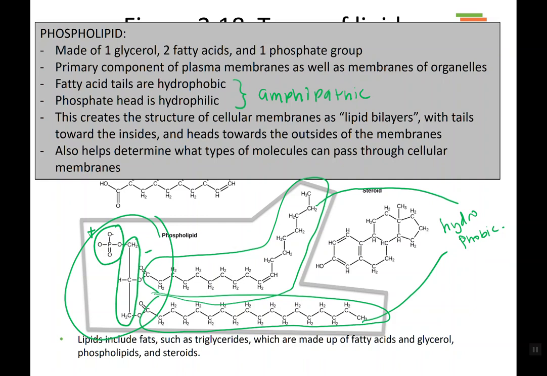So when a bilayer is formed, the hydrophobic tails face each other, and the hydrophilic heads face either inside of the cell or outside of the cell. And this creates the opportunity to form a little bag of water, which is what a cell is. It also helps to determine what kinds of molecules can pass through the cell membranes. So we'll get to that later when we talk about membrane transport.